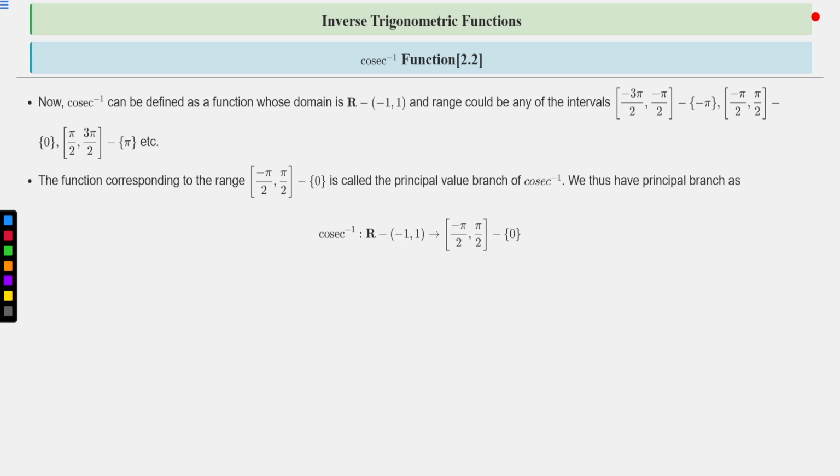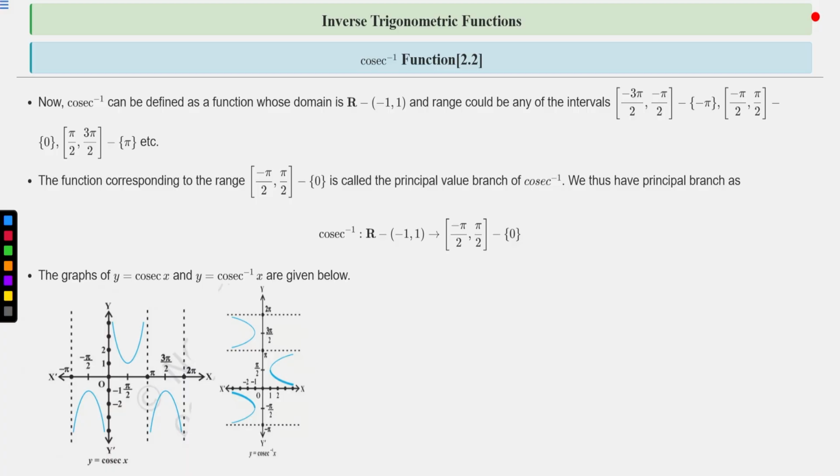We thus have the principal branch as: cosec inverse such that domain is all real values except minus 1 to 1, and range is minus pi by 2 to pi by 2 except 0, right? So the graph of y is equal to cosec x and y is equal to cosec inverse x will be as follows. This is the graph of y is equal to cosec x and this is the graph of y is equal to cosec inverse x. Got it? We have just interchanged the axes. Okay, let us move on.